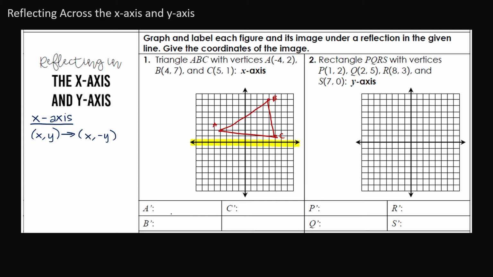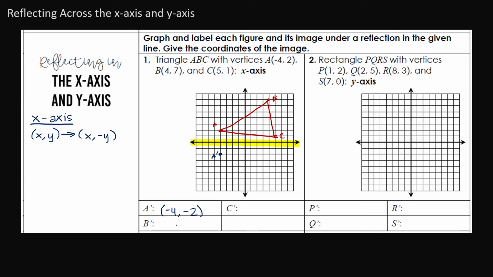A is at point -4, +2. So A prime is going to be at -4, -2. Here's A prime. Same distance across the line. It is 2 coordinates away from the line, as is A.